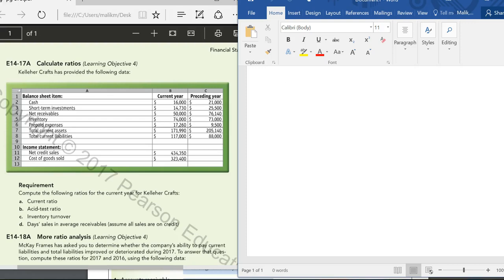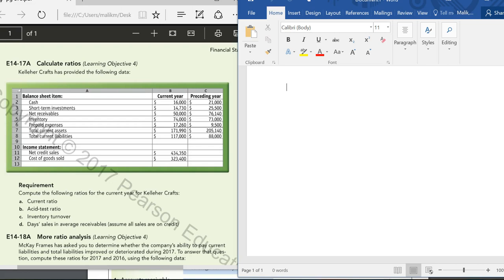Now we will solve one problem from chapter 14, and our first problem is E14-17A, which is on page number 873, and you can see the problem from here too. In this problem you need to calculate some ratios. Again, in this chapter you mostly need to calculate ratios.